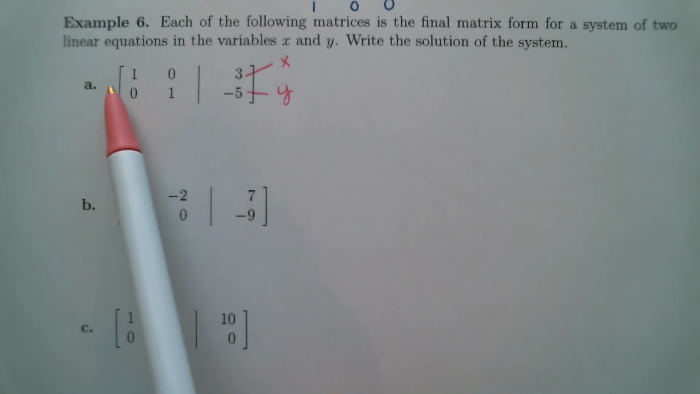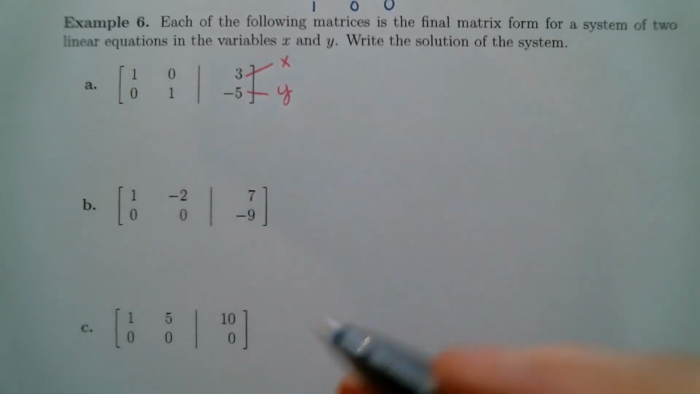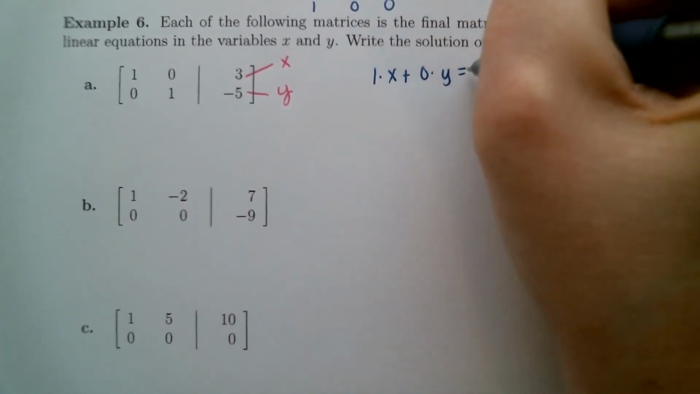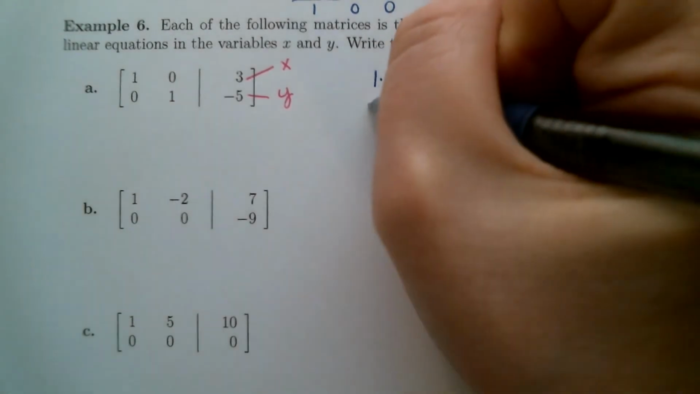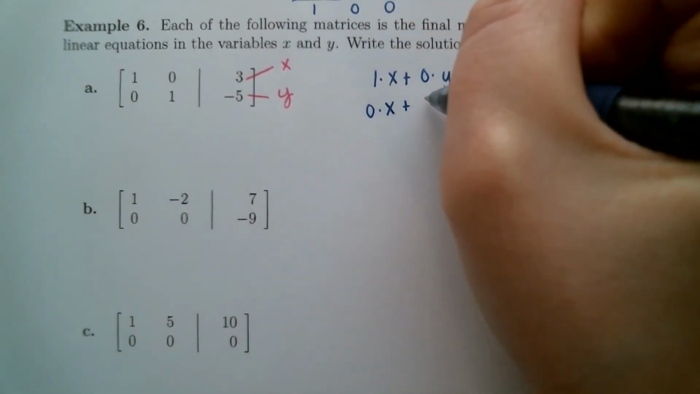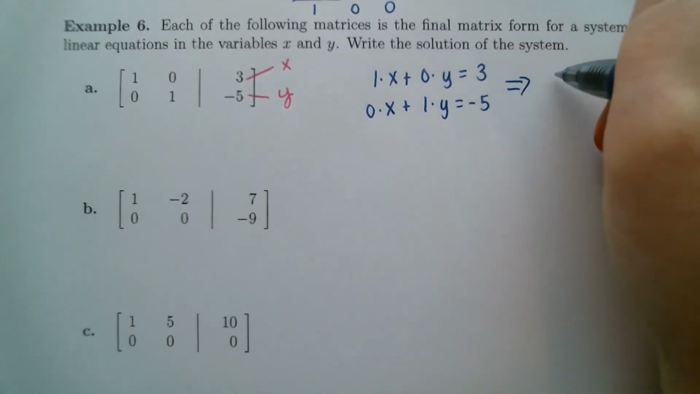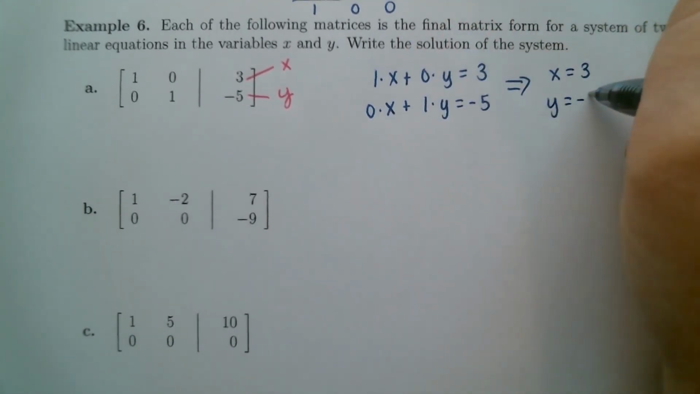If you would turn this back into a system of equations, it would be 1 times x plus 0 times y is equal to 3. That's what the first row would tell you. The second row would tell you 0 times x plus 1 times y is equal to -5. You simplify this. The first equation tells you x equals 3. The second equation tells you y equals -5.